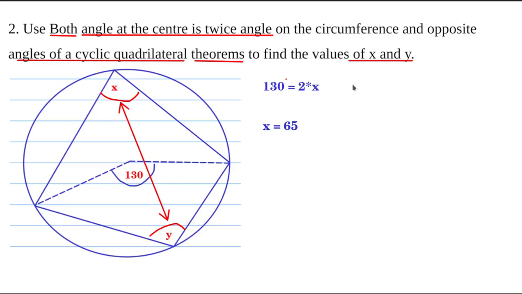Then from there, opposite angles of a cyclic quadrilateral, those two, x plus y is equal to 180 degrees. Then we already know what x is. x is 65, plus y is equal to 180 degrees. Then subtracting 65 from both sides, minus 65, minus 65.